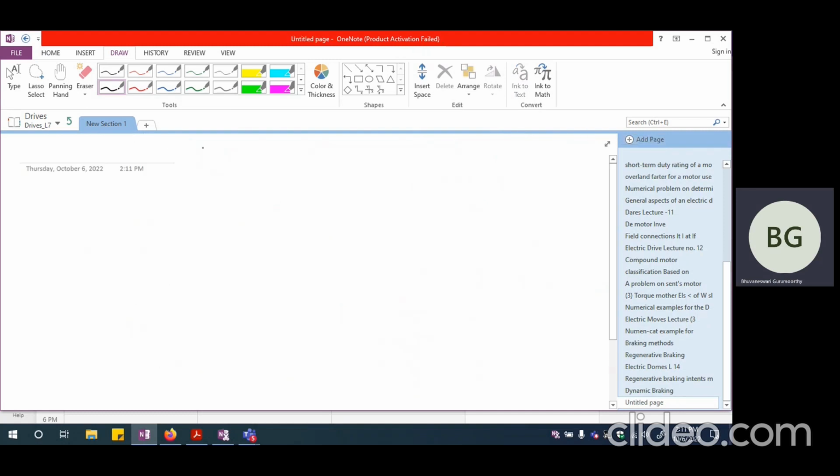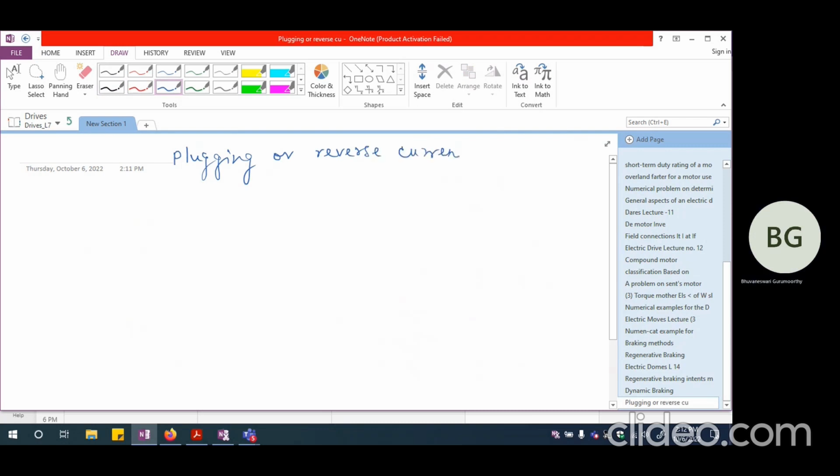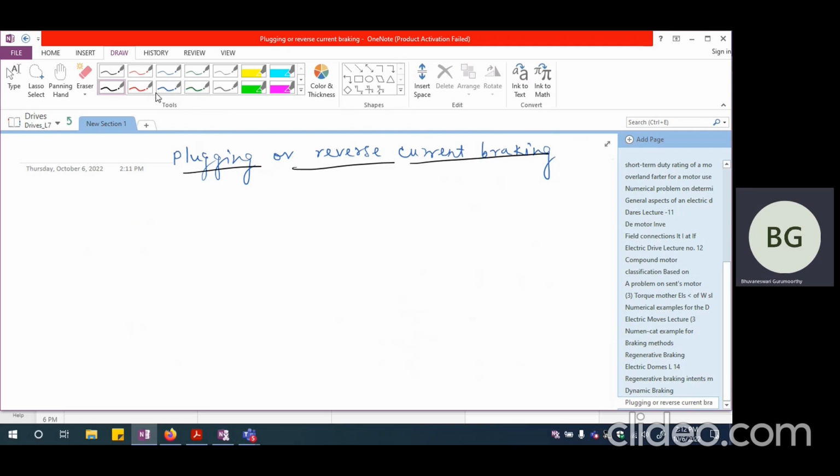The third type of braking is plugging, or reverse current braking. So we are looking at now the third type of braking, wherein we are going to reverse the power supply, and hence the current is also going to reverse itself.